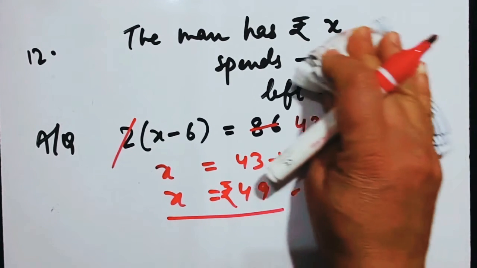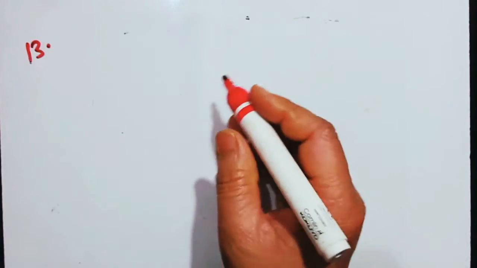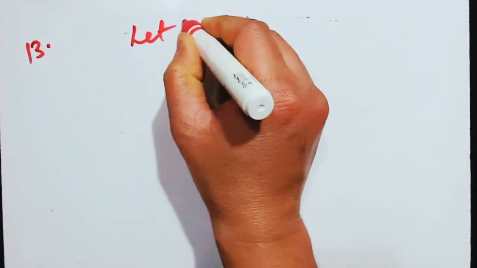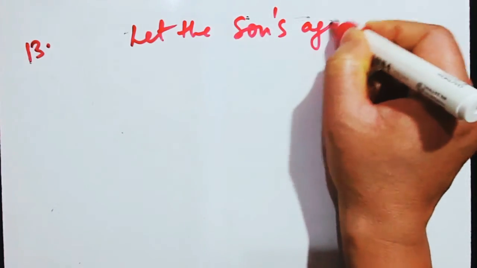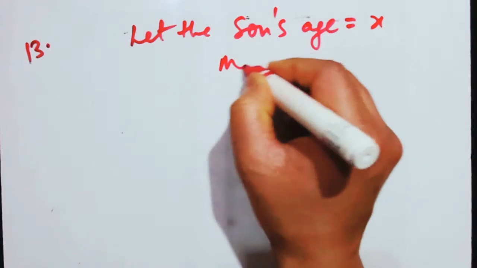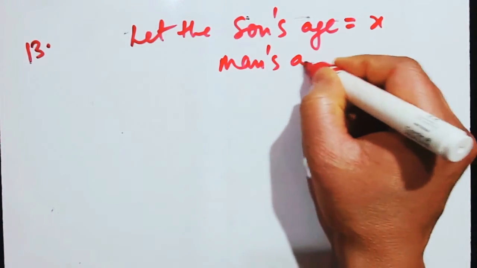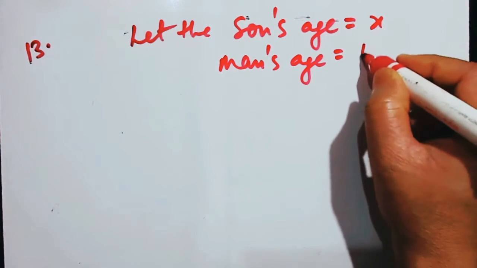Okay, let's come on to some more important sums. Number 13 says a man is 4 times as old as his son. So let the son's age be equal to X. Then the man's age will be 4 times X, that is 4X.